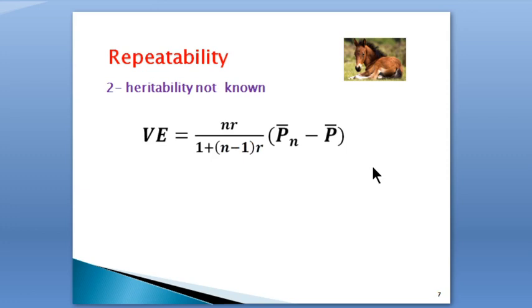Now, if the heritability is not known, the same formula is used, except that heritability is being replaced within the formula by the repeatability. Lastly, how about the use of the breeding value? We already explained that the breeding value is used to rank candidates for selection. It's only when they are ranked from the best to the least that effective selection can be done.